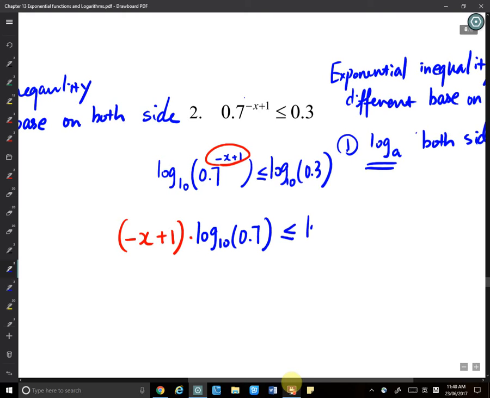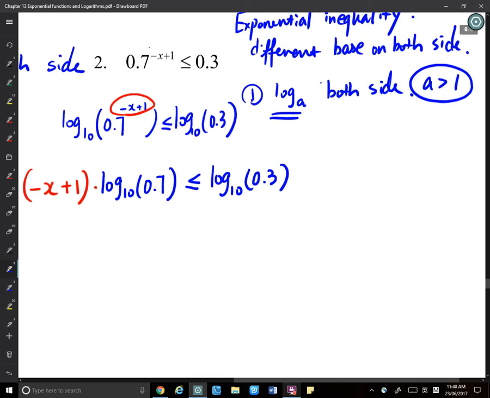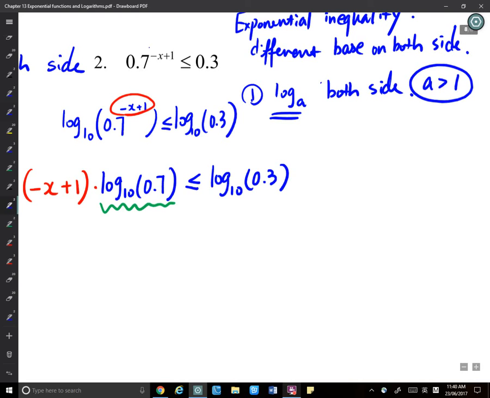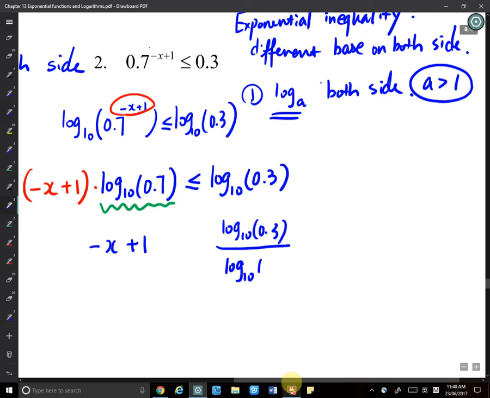That is this relationship. That is a number. If that is a number, what we need to do is divide by this number on both sides. Well, that side becomes minus x plus 1, and this side becomes log 10 of 0.3 over log 10 of 0.7. Why haven't I written the sign?